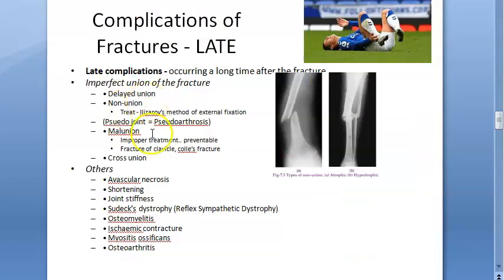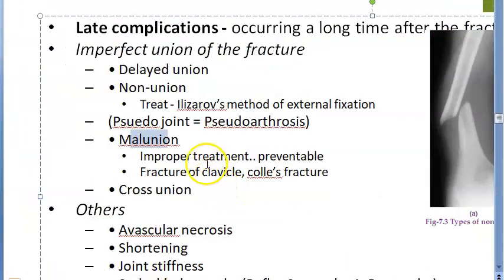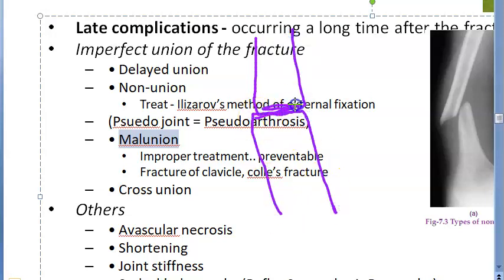Non-union done. Next is what? Malunion. Very good. So malunion is where you have, see, some degree of malunion will be there in most of the fractures. Okay, you will not have a perfect union. So now let us say this is the bone and this is the bone and these two had to unite. So perfection won't be there. Some degree of malunion will be there. Okay, that is acceptable, but it should not be so severe that it will lead to deformity, right?